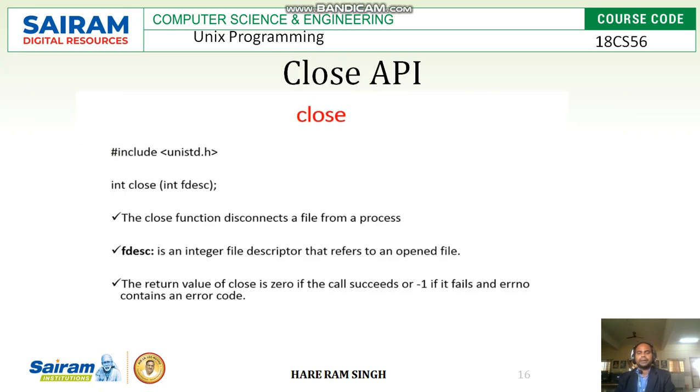Next is close API. So close API is used to terminate the connection of an open file. Its prototype is int close(int fd). Only one parameter is there, that is a file descriptor. The close function disconnects a file from a process.